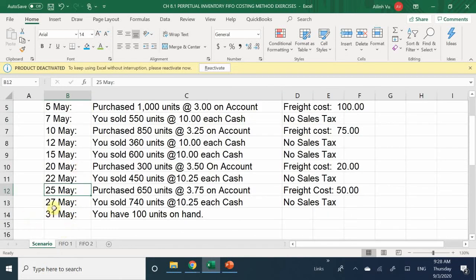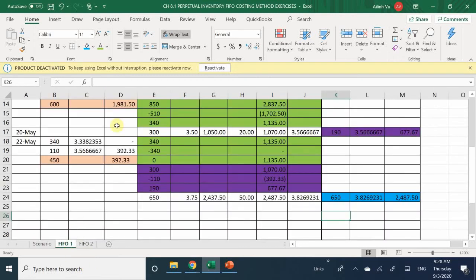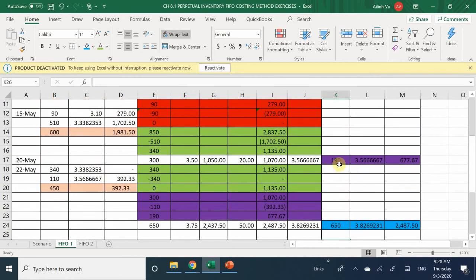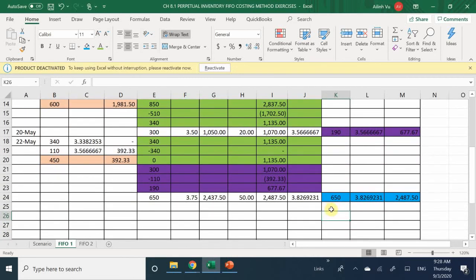Now, what happened next? Units sold. Good. 740 units were sold. So let's look at our batch here. We have a batch for 190 and we have a batch for 650. So here we need to surely split our cost. So let's go ahead and do that right there.